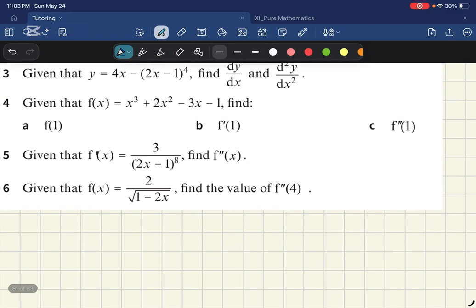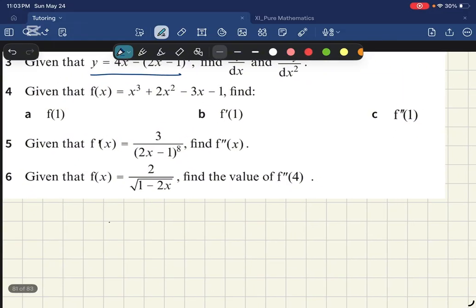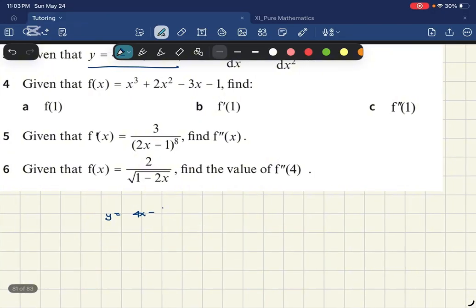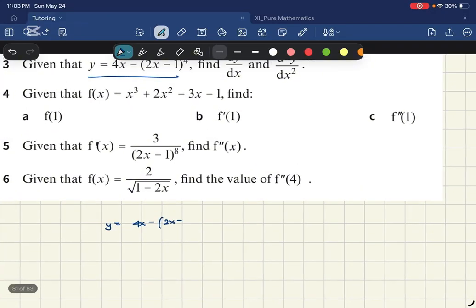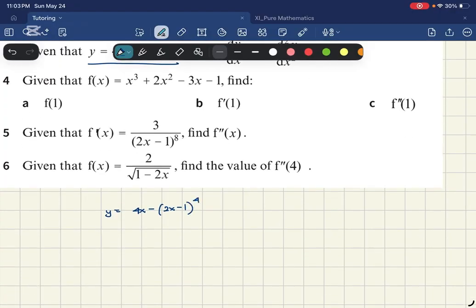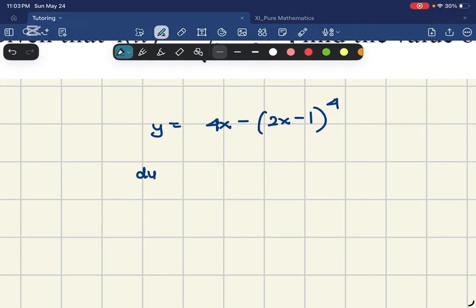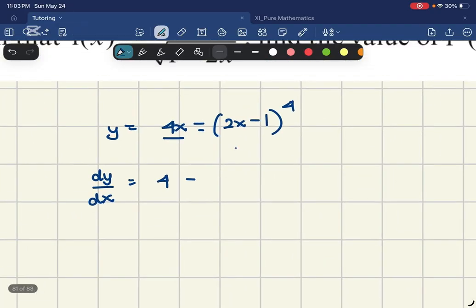Question 3. Given that y is given by this expression, we just need to find dy by dx, the first and the second derivatives. 2x minus 1 to the power 4. So let's find dy by dx. Just do term-wise differentiation. You differentiate this, you're going to get 4. You keep your sign, minus. You differentiate the second part.